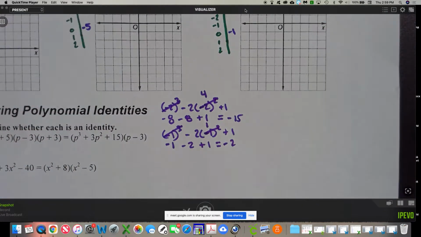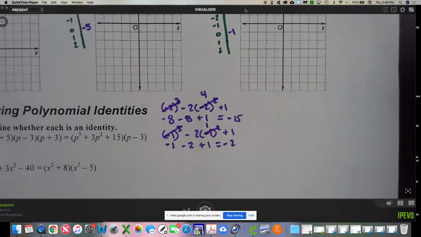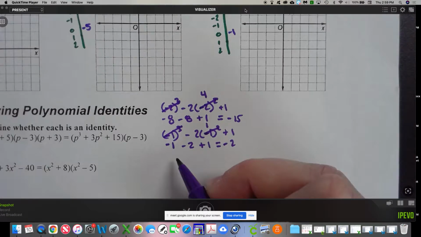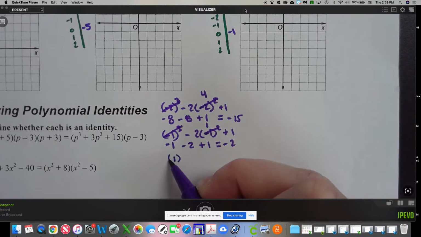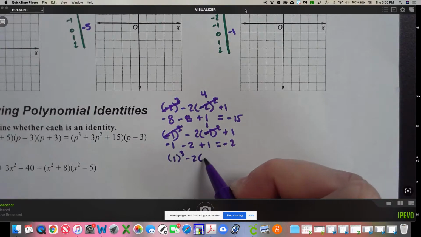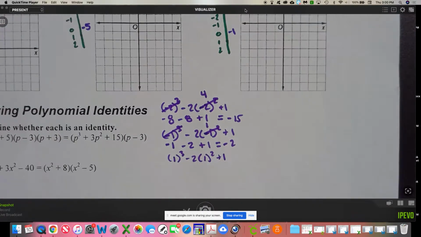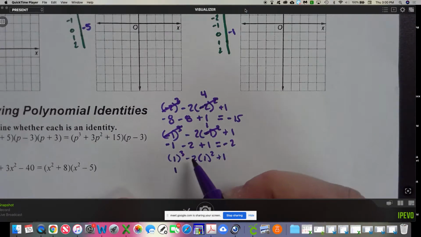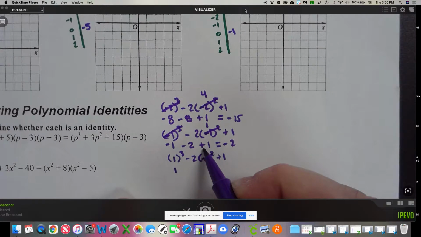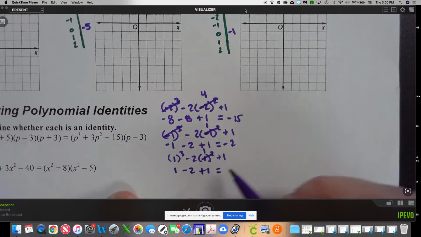Okay. Now we're going to do 1. So 1 to the third power -2 times 1 to the second power plus 1. -2. Okay. So 1. -2 again. This guy is 1. So -2 plus 1. It's 1 minus 2. 1 minus 2 plus 1. Yes. 0. So 1 is at 0.